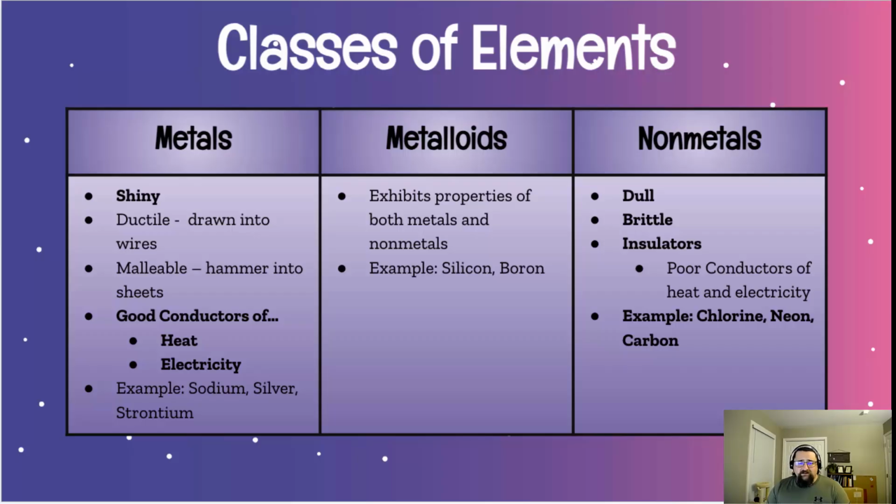And then right in between, right down the staircase there, are the metalloids. And they exhibit the properties of both. They can go back and forth depending on what they're with. All right, you put silicon with oxygen, it makes glass, which is brittle. It's an insulator. But if you put it with some metals, it becomes a conductor, right? All kinds of stuff. So your examples there, silicon, boron, those are right on the line there, exhibit both properties.